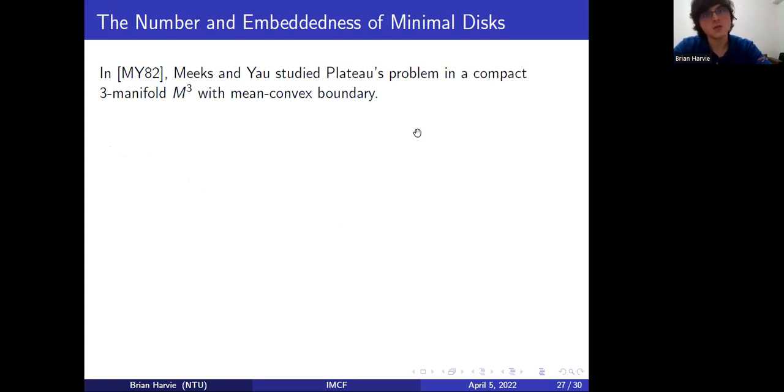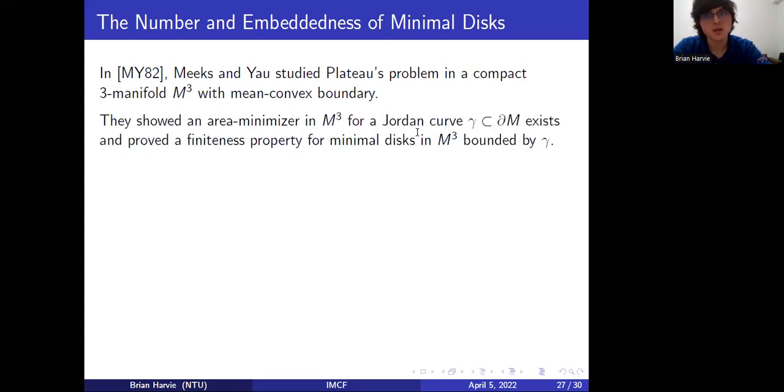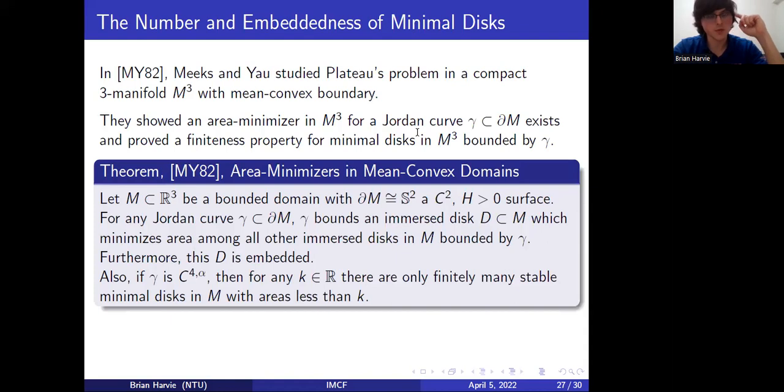So in 1982, Meeks and Yau studied Plateau's problem for a compact three-manifold with mean convex boundary. They considered curves that lie on the boundary of this three-manifold, and were able to show that an area minimizer in M3 exists for such a curve. And they also proved a finiteness property for the minimal disks in M3 that are bounded by this curve. So this is their statement more formally.